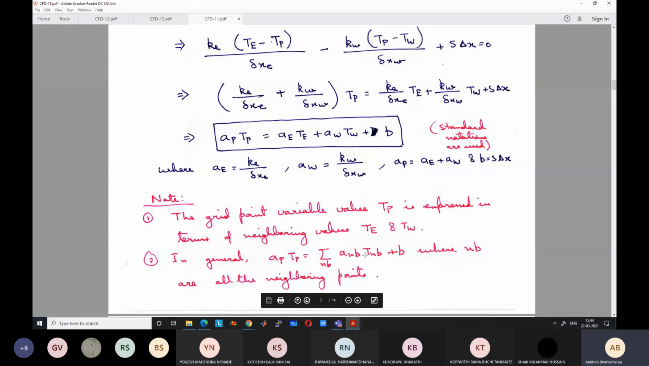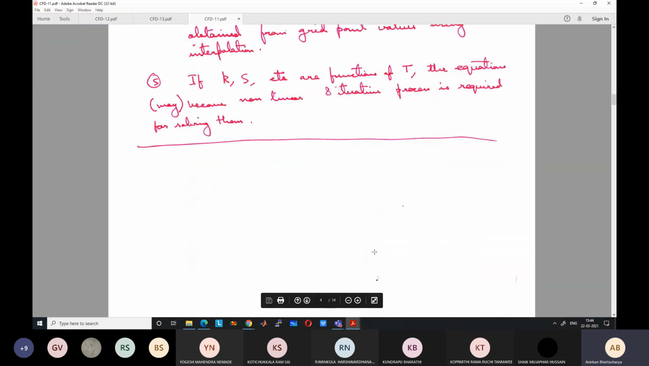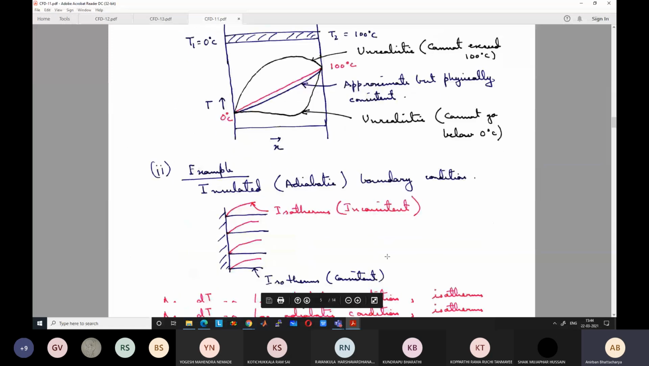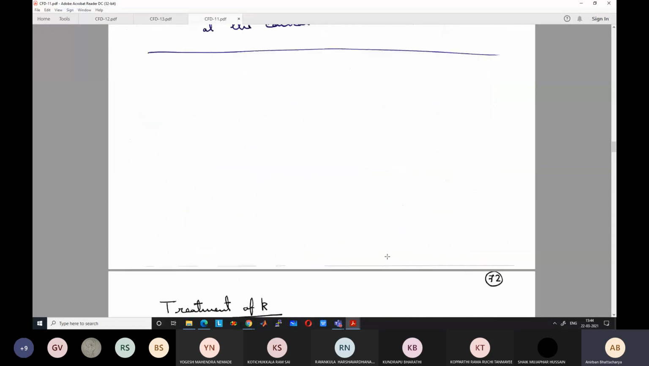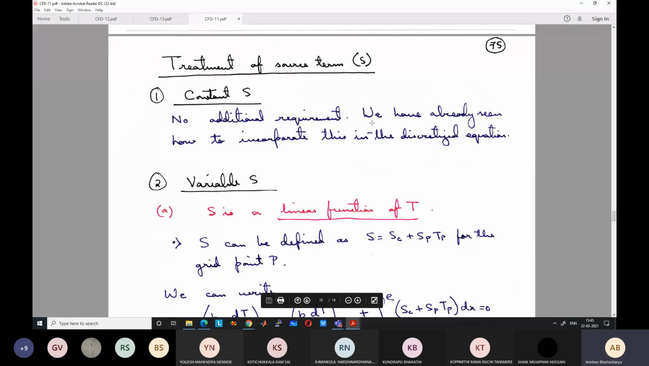Okay, and I will skip this part because we have already discussed the overall balance and physical consistency treatment. So actually we are going to discuss source terms today. So I will come to what we had already discussed about source terms. Okay. So then if there is a constant source, we have already seen what is to be done. So there is no additional requirement. We already know the b term that was present there.